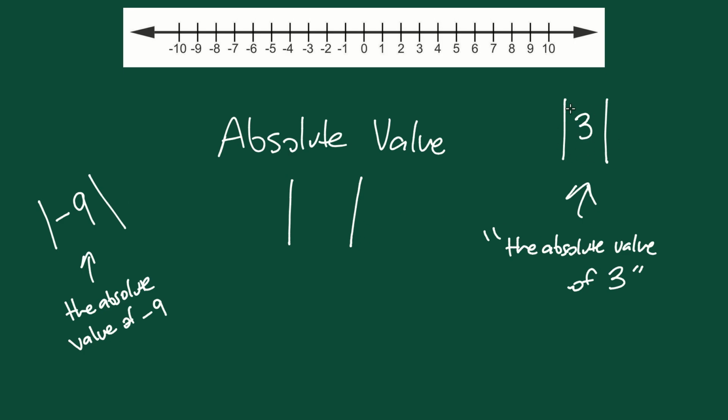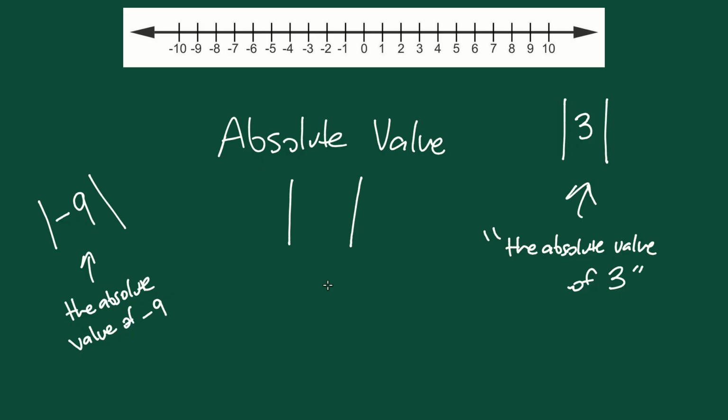Now, the distance from 0. Okay, if we're looking at the absolute value of 3, 3 would be right here. How far is it from 0? Well, 1, 2, 3. Right? The absolute value of 3, the distance 3 is from 0 is 3. What about -9? What's the absolute value of -9? Well, we can go from -9 to 0. Let's go. 1, 2, 3, 4, 5, 6, 7, 8, 9. The absolute value of -9 is 9.